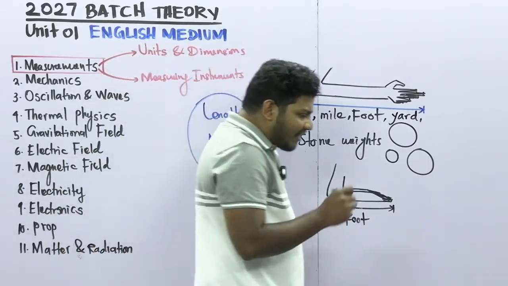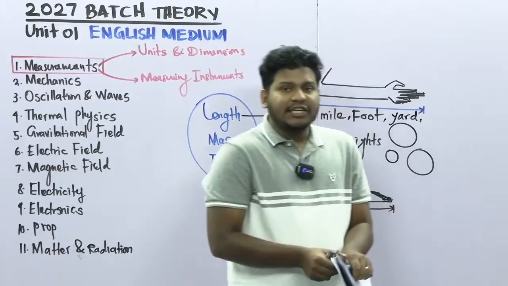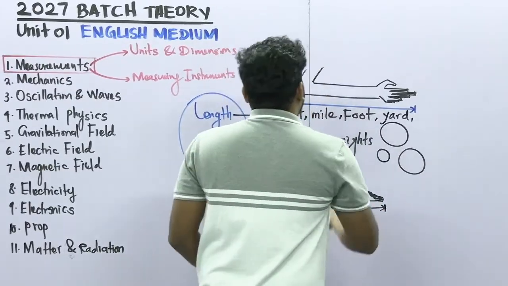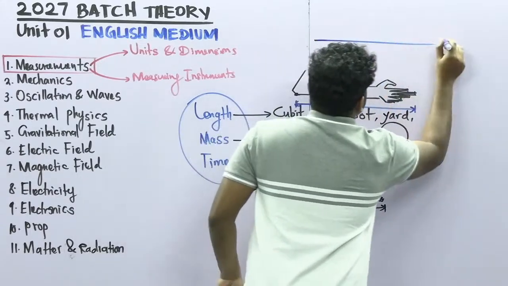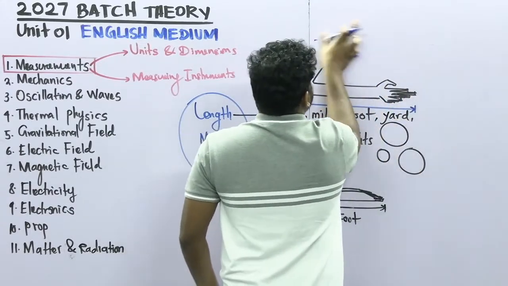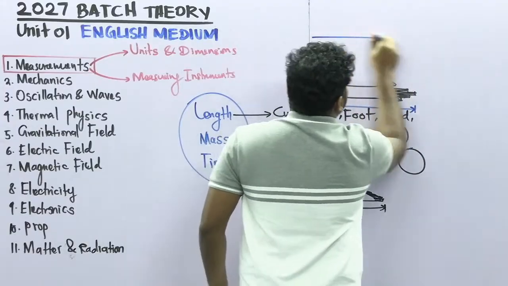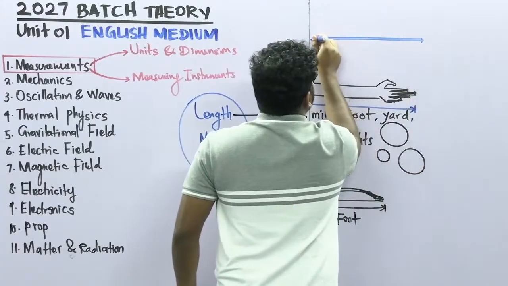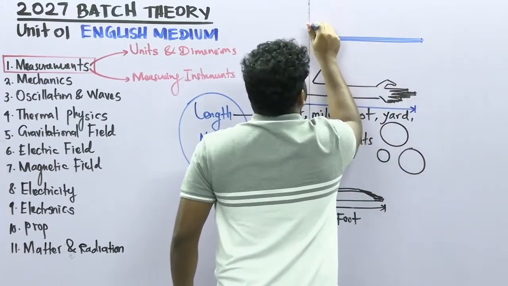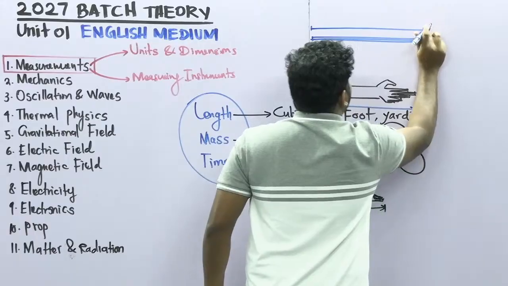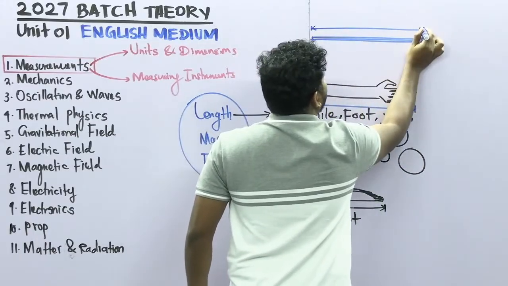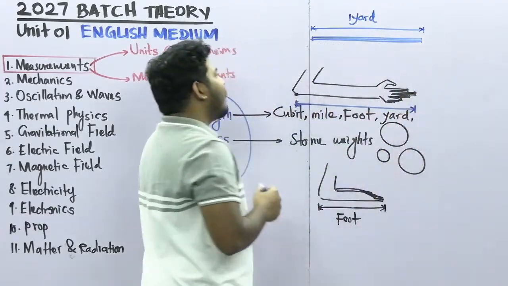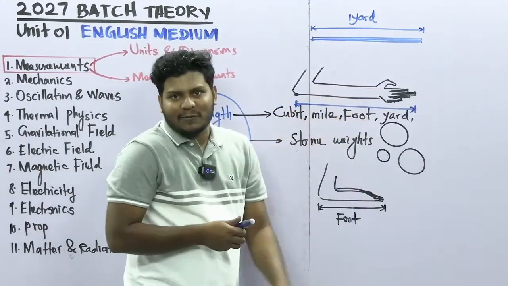So what they did here is they introduced the measurement yard, and they created an iron bar, a single iron bar. The length of the iron bar is 1 yard, guys. So this is the standard now.